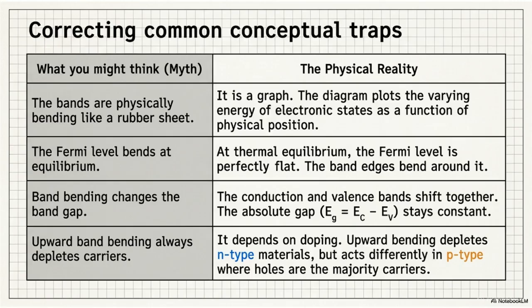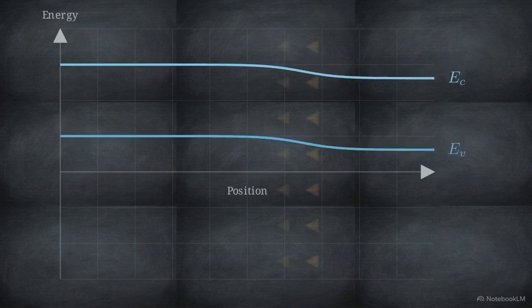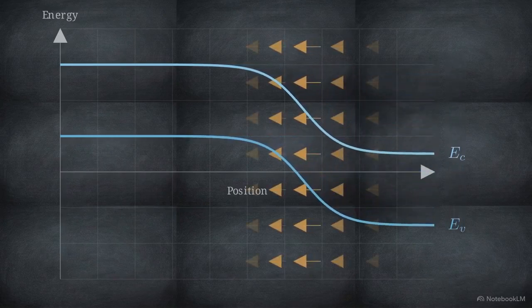This chart identifies the pervasive rubber sheet myth, the idea that these bands physically warp or sag in three-dimensional space. In reality, the diagram is an XY coordinate graph. It plots the potential energy of electronic states as a function of physical position. The curve of the band acts as a visible readout for the invisible electric fields operating inside the crystal.